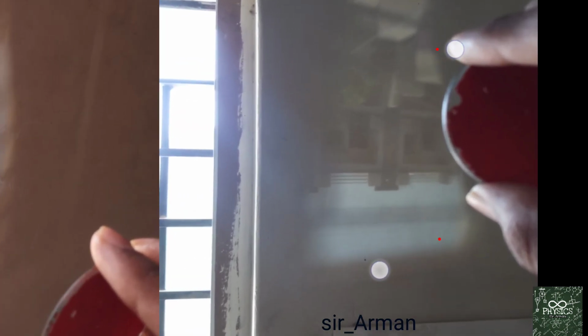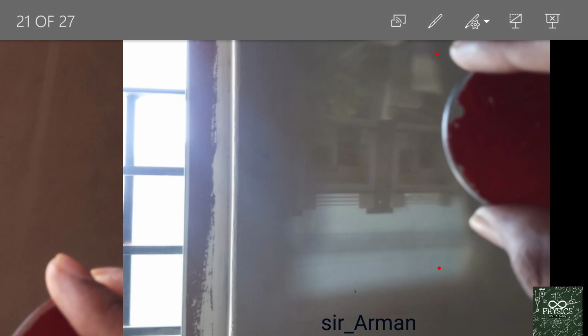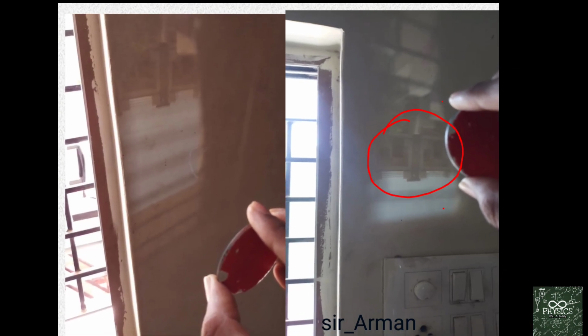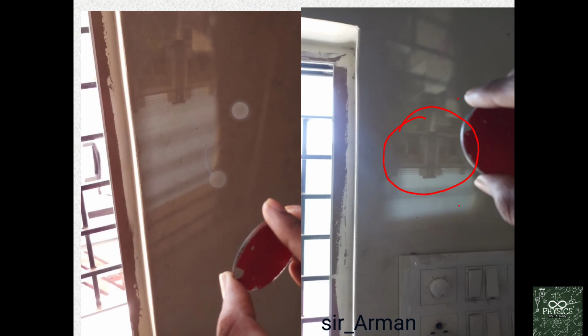This case is similar to case 2. Here you can clearly observe the house. The image of the house is obtained on the wall, on this screen, and the images that can be obtained on a screen are called real images. I can touch that image, right? Similarly here also. So this is similar to our case.